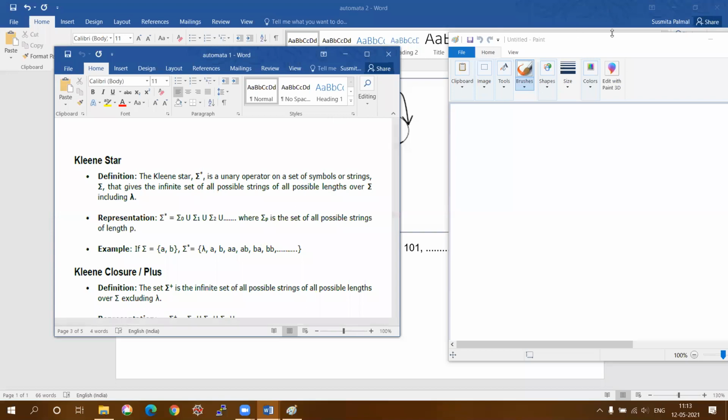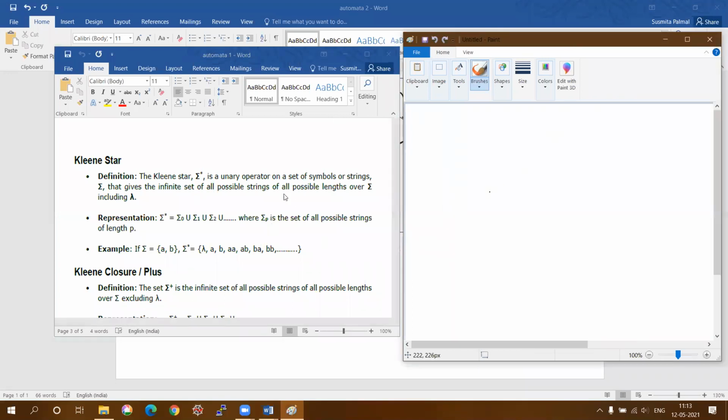Sigma is the input alphabet symbol, you all know. It is a unary operator. You have a concept of unary operator, binary operator, ternary operator, all these things. Unary means it has only one operand as well as one operator. So the operator is Kleene star and the operand is the input symbols. Okay, unary operator on the set of symbols or strings.